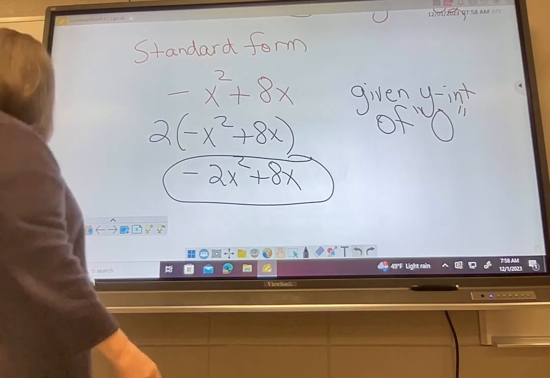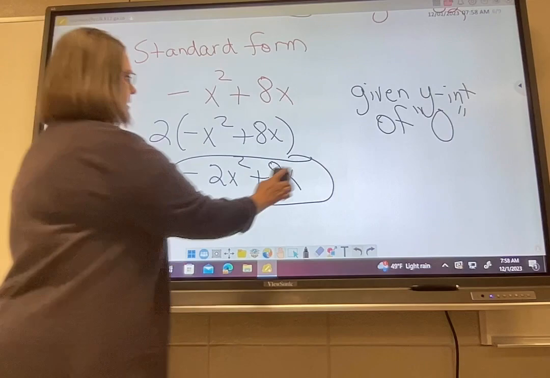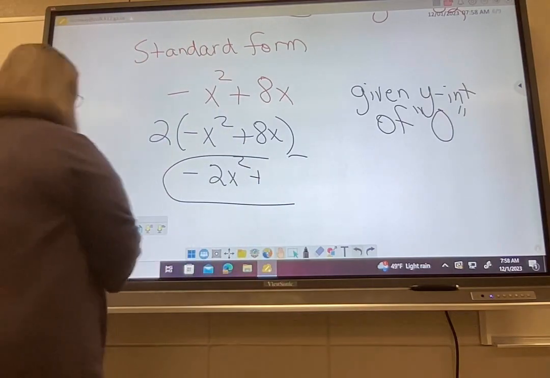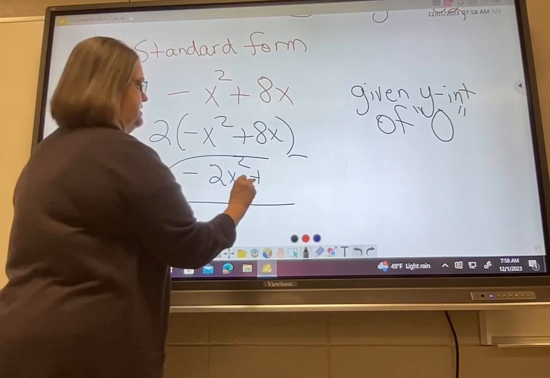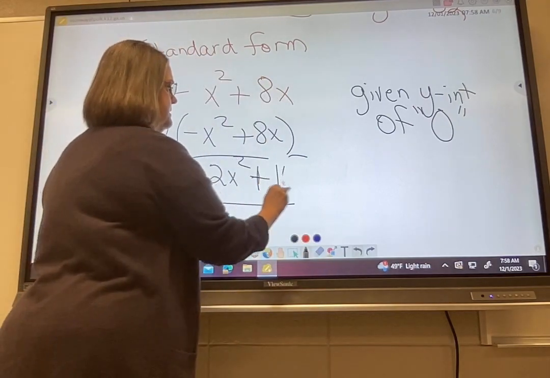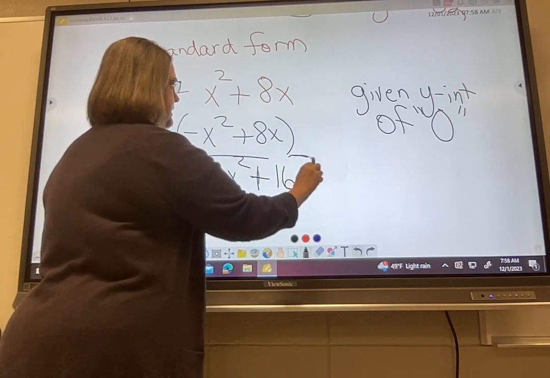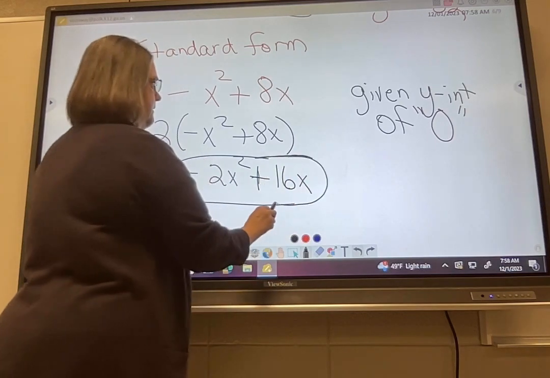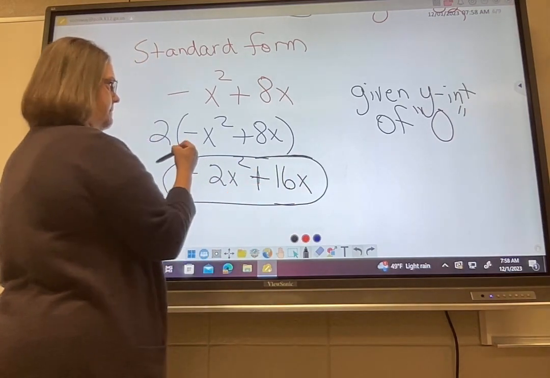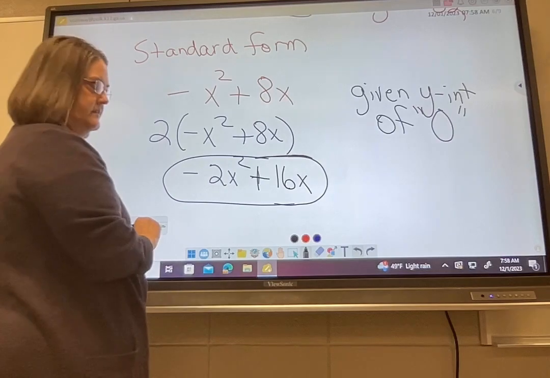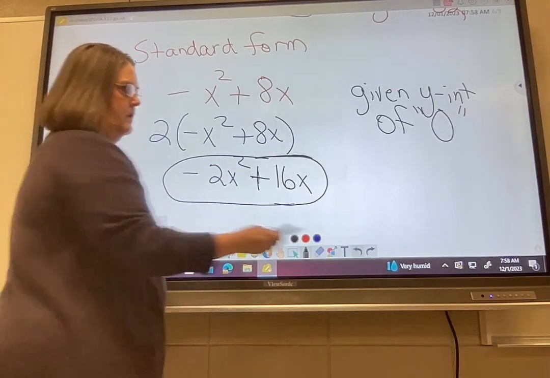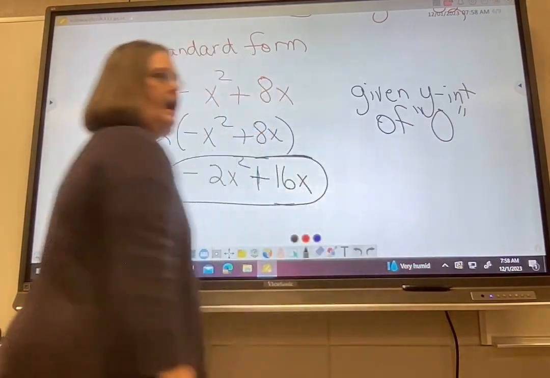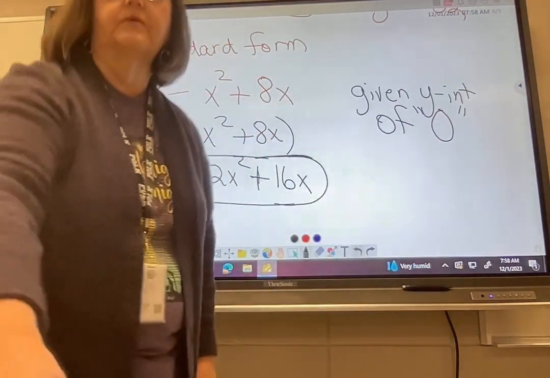Oh, and I did not multiply this correctly. When I put that 2 in the front, glad I saw it, this becomes 16x right here. Okay? And that's what we have. That's the standard form, and that one will work out like we need it to. So you can use this as your guide to help you with the problems that you'll be doing in class.